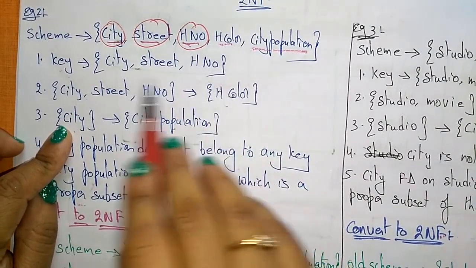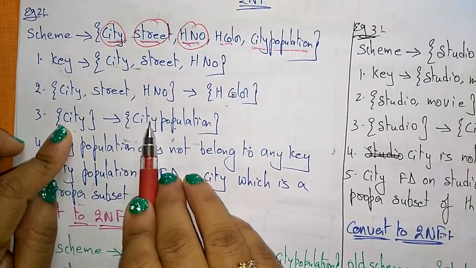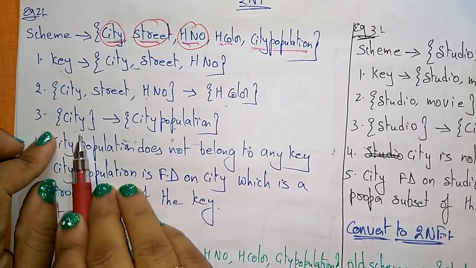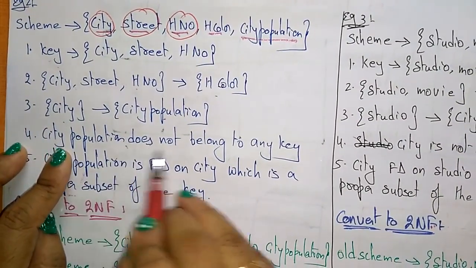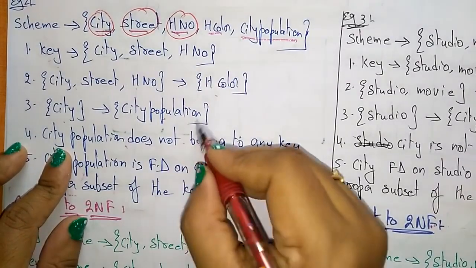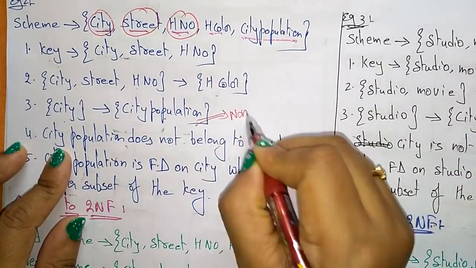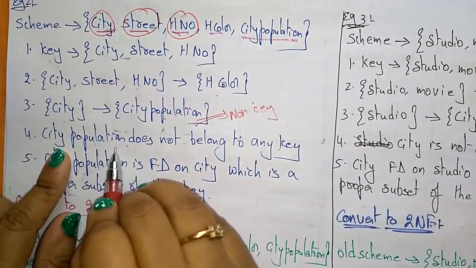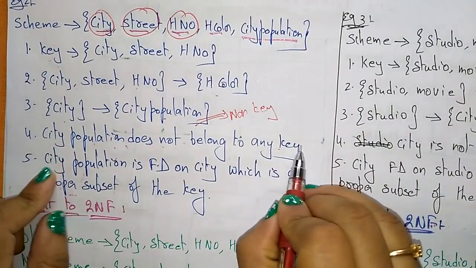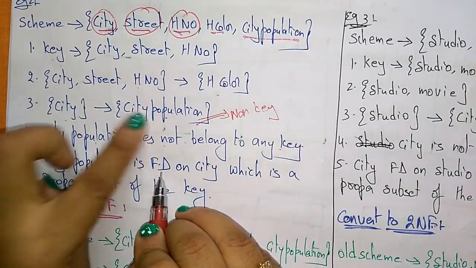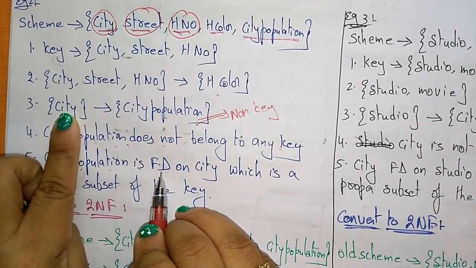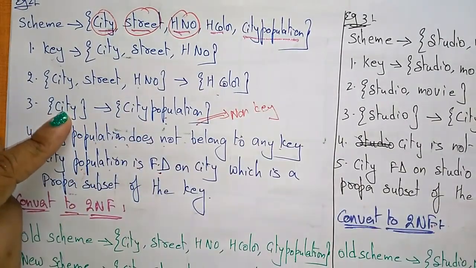So house color depends on these three keys. At the same time, city population depends upon city. City population does not belong to any key, so it is a non-key attribute. It is functionally dependent on city, which is a proper subset of the key.